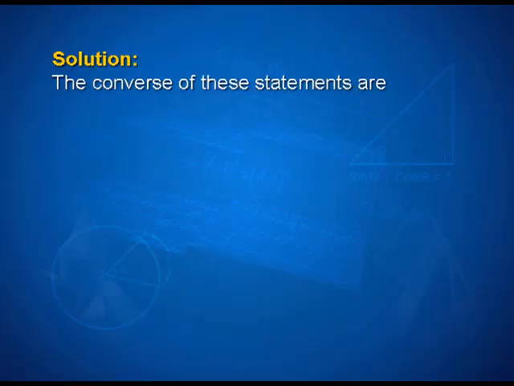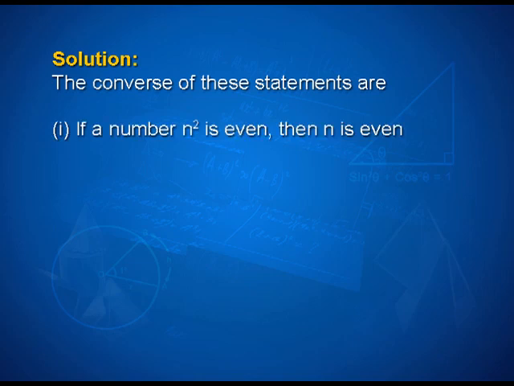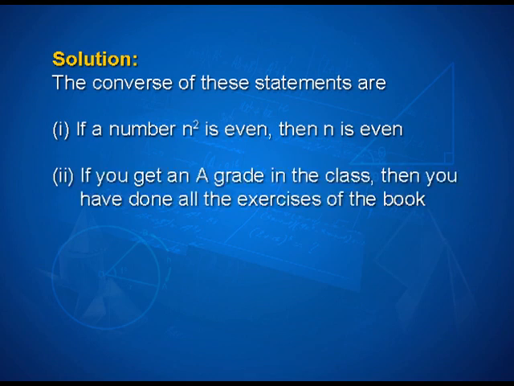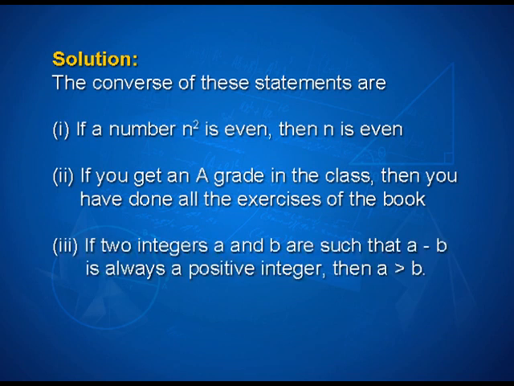The converses of these statements are, for the first one, if n square is even, then n is even. Second, if you get an A grade in the class, then you have done all the exercises of the book. Third, if two integers a and b are such that a minus b is always a positive integer, then a is greater than b.